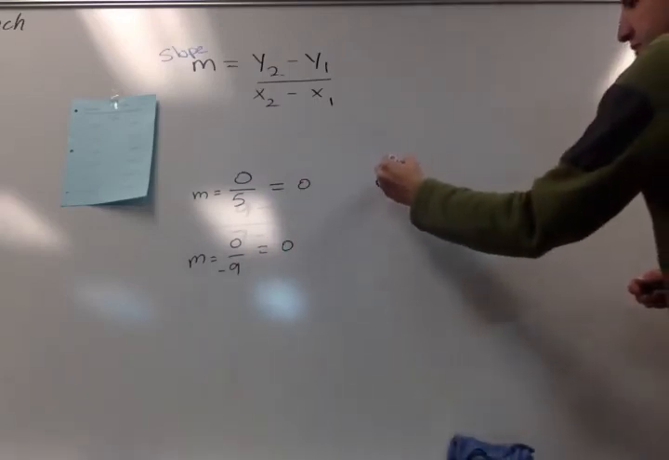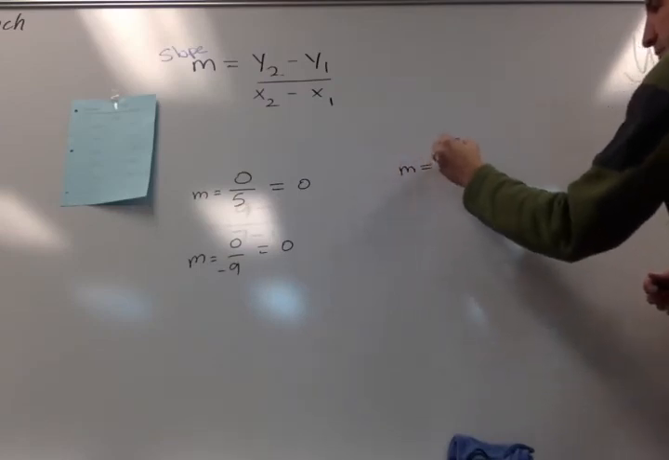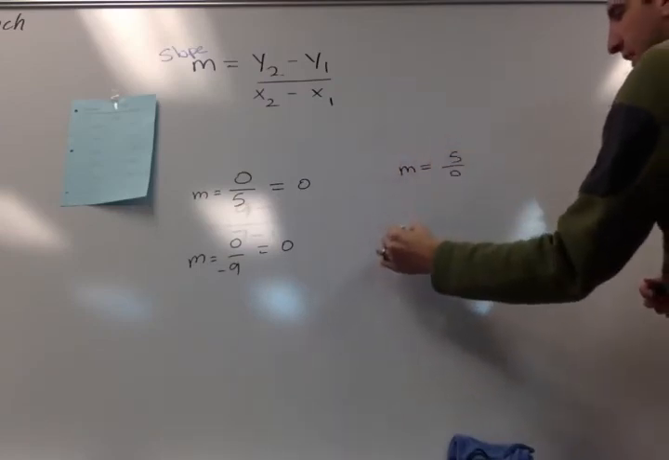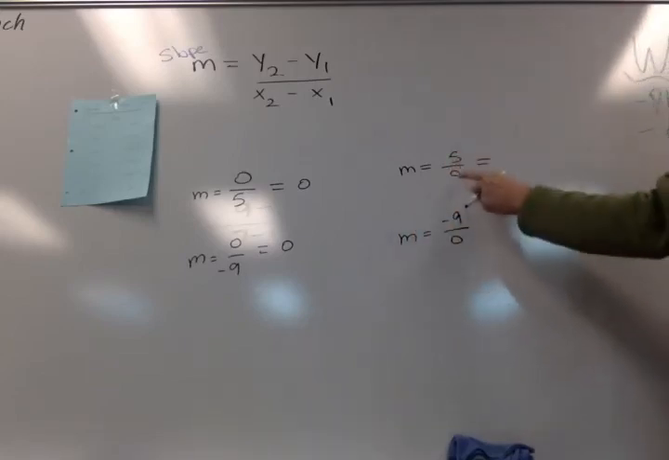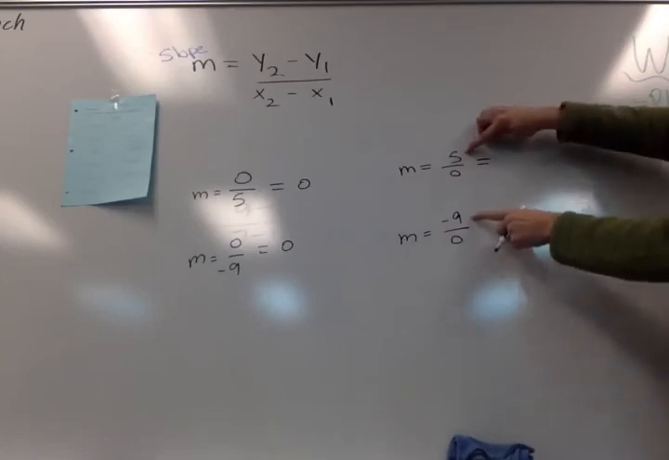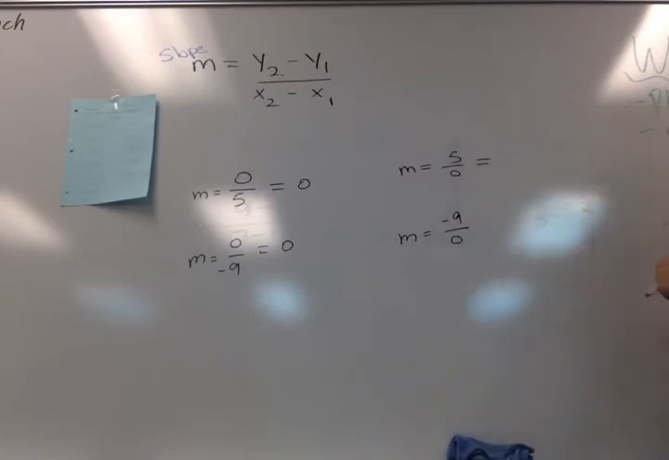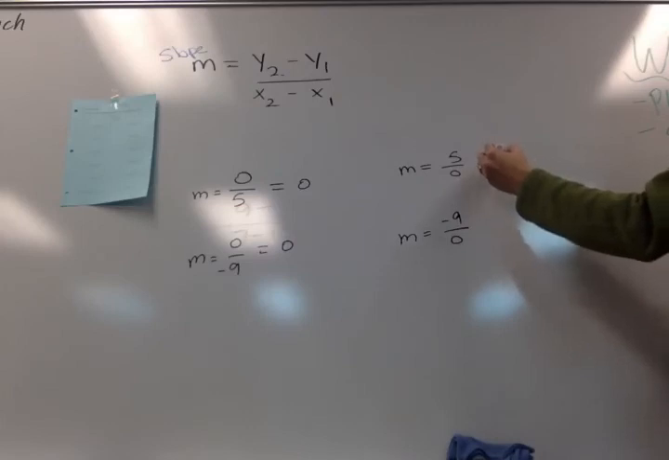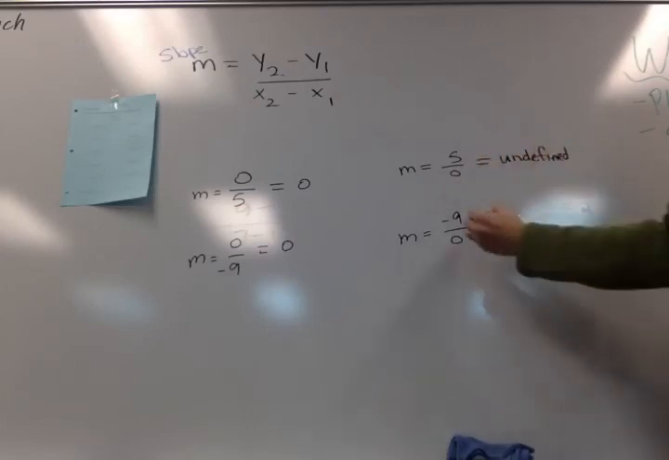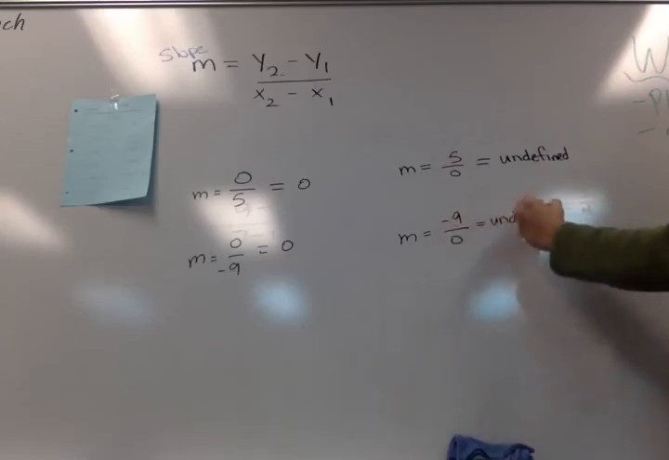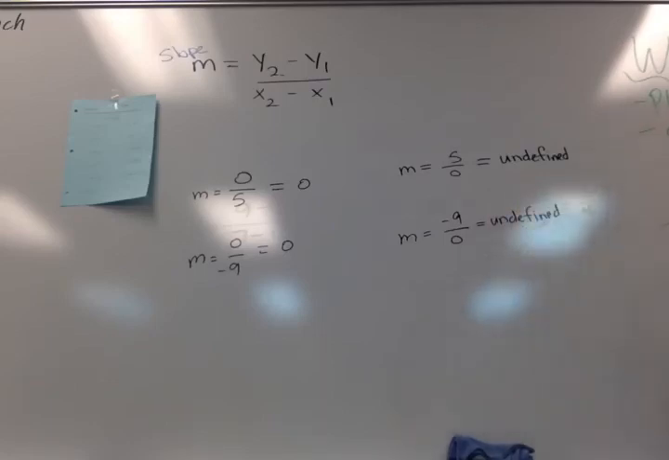You also might run into a situation where 0 is on the bottom. For example, 5 over 0, or you might have negative 9 over 0. That would be a situation where if the 0 is on the bottom, it does not matter what the numerator is. If you take 5 divided by 0, it can't be done. Therefore, you would have an answer of undefined if the 0 is on the bottom. Same thing here, negative 9 over 0 would be undefined. Okay? You might run into that on that blue worksheet if you go further than number 4.